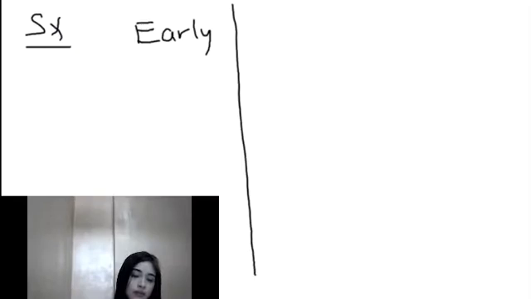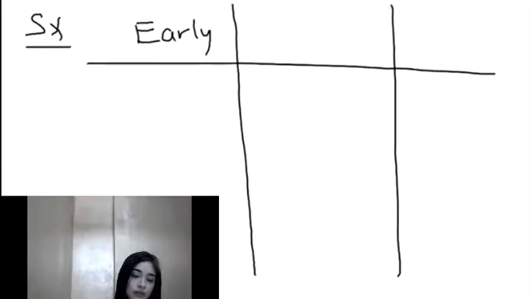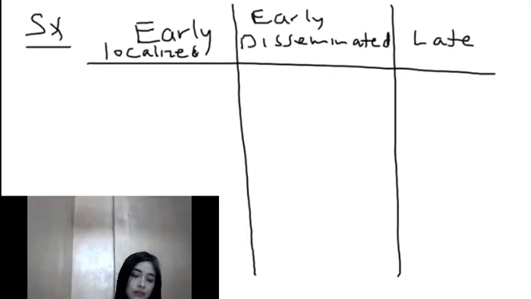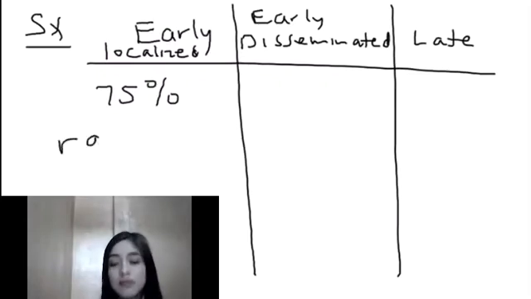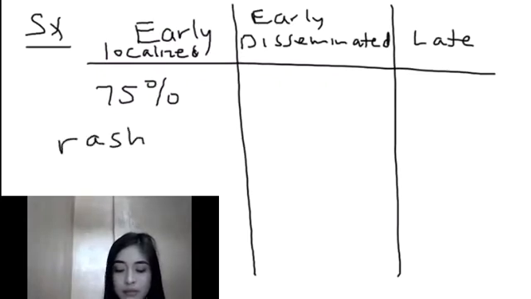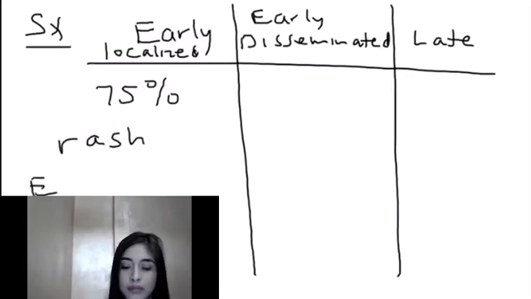So with Lyme disease, if you have symptoms, there are 3 types of symptoms. They're characterized by stage. So you have early localized, you have early disseminated, and then you have late. So early localized, which appears in 75% of patients, is really referring to that rash. And that rash, at the site of the tick bite, has a special name. It's called erythema migrans.